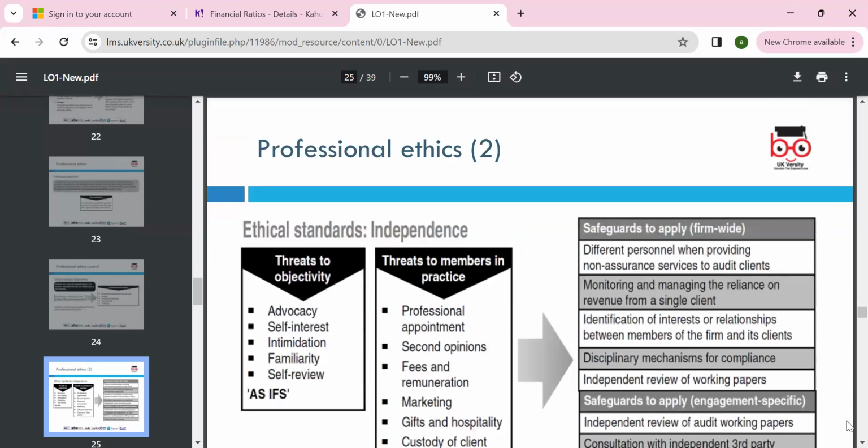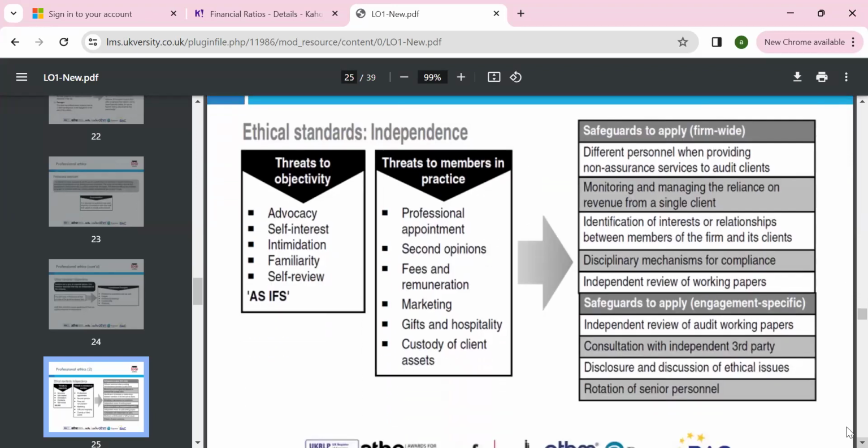Then with ethical standards, if auditors don't follow these ethics, it leads to threats: advocacy, self-interest, intimidation, familiarity, and self-review threats. Threats may be for a member in practice or a member in business. So, professional appointment, second opinion, fees, remuneration, not contingent fees. Like if we save tax, we'll give good views, you pay more fees. No, we charge according to the services and the professional work.